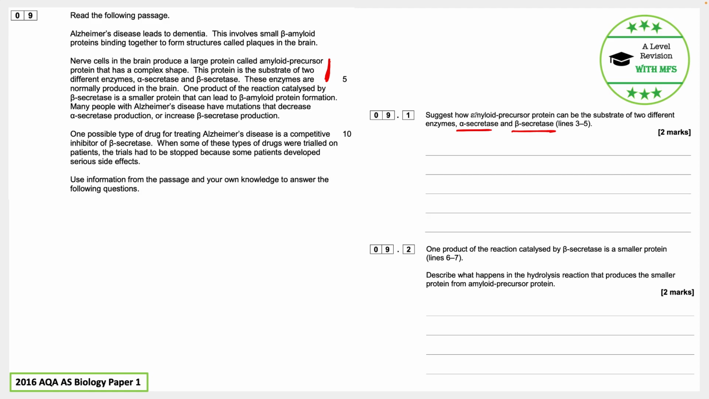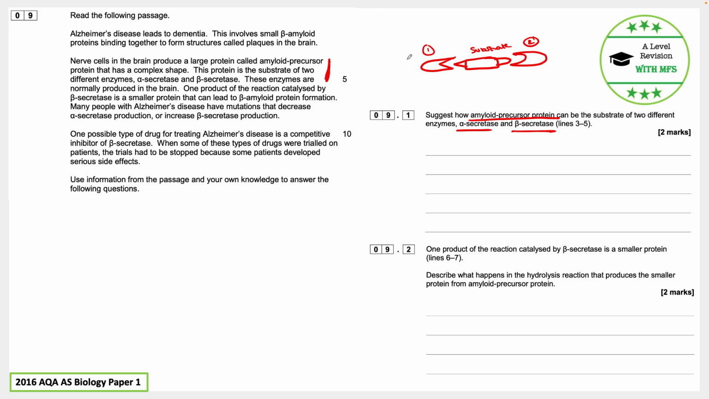Okay, so this protein, amyloid precursor, is the substrate to 2 enzymes. That means that if we were to draw it out, we could have something like this and something like this. One enzyme could be like this and one enzyme could be like this. As you can see, they're different shapes. One's curved, this is one enzyme, this is another enzyme, and this is the same substrate. Both enzymes are binding to the same substrate.